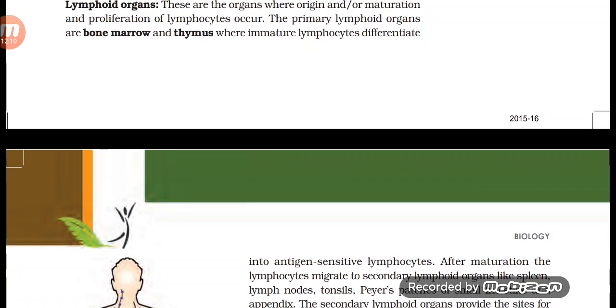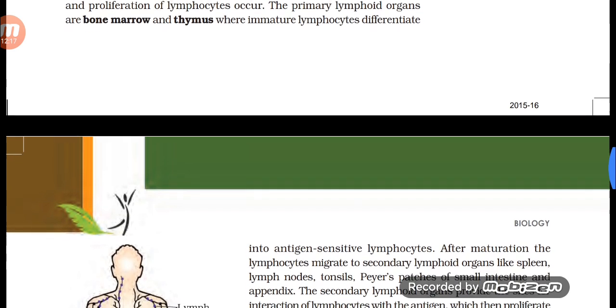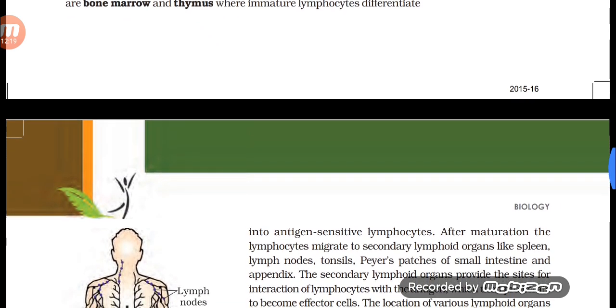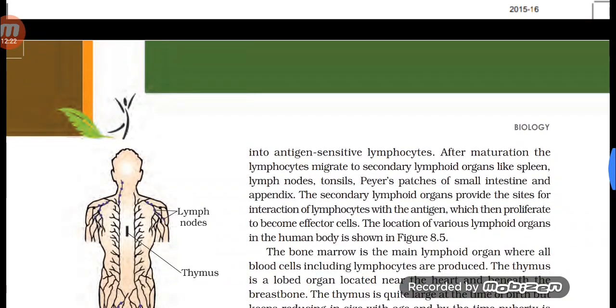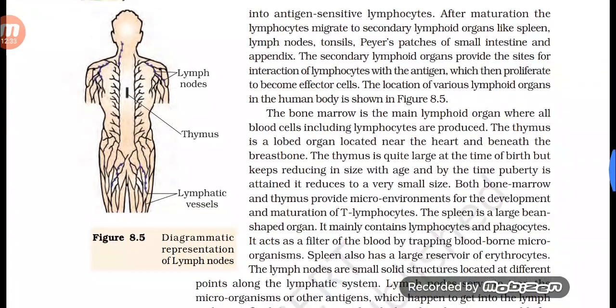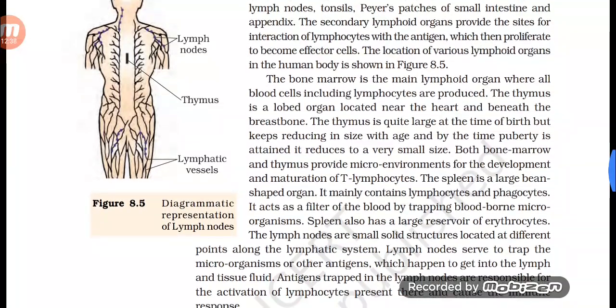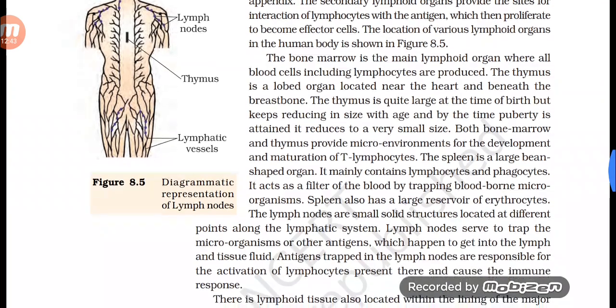Lymphoid organs are the organs where origin or maturation and proliferation of lymphocytes occur. The primary lymphoid organs are bone marrow and thymus, where immature lymphocytes differentiate into antigen-sensitive lymphocytes. After maturation, the lymphocytes migrate to secondary lymphoid organs like spleen, lymph nodes, tonsils, Peyer's patches of small intestine, and appendix. The secondary lymphoid organs provide sites for interaction of lymphocytes with the antigen, which then proliferate to become effector cells.